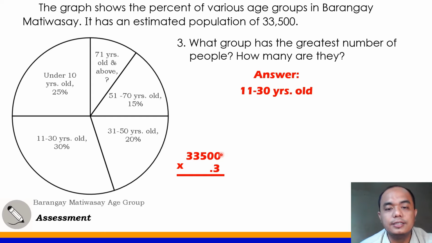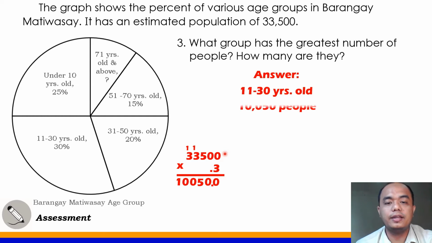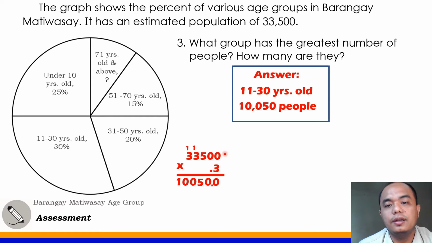3 times 0 is? Yes, 0. 0 times 3 or 3 times 0 is another 0. 3 times 5 is 15. Carry 1. And then we have 10. Carry 1. And then we have 10 also. Okay? Isang decimal place value. So, yung tamang sagot ay 10,050 people yung 11 to 30 years old.